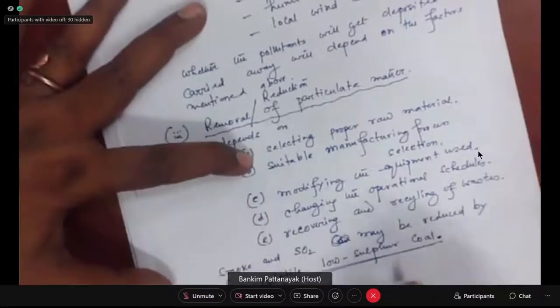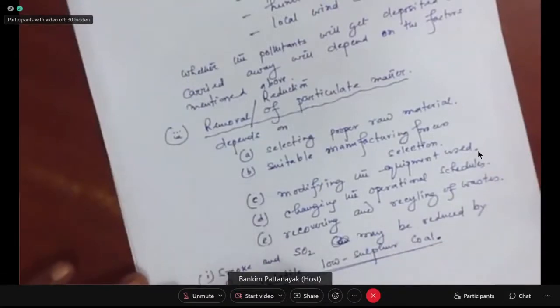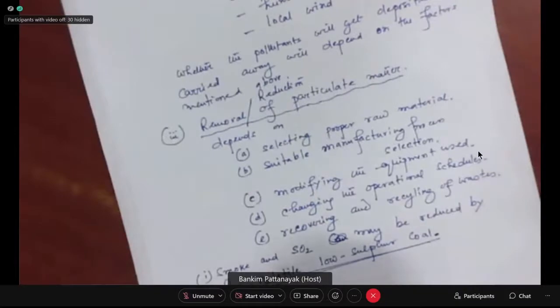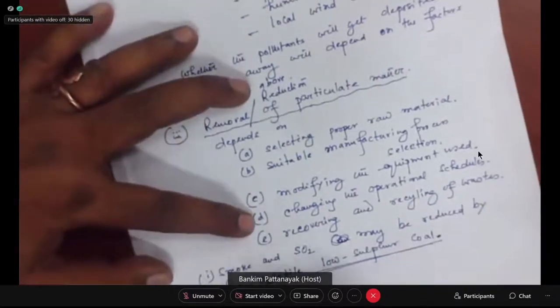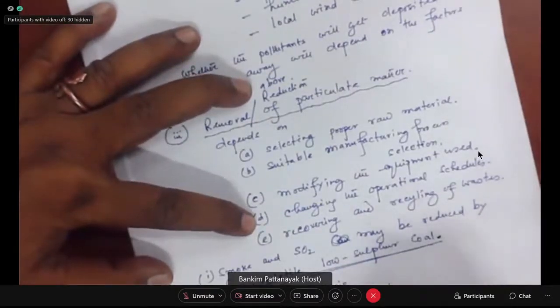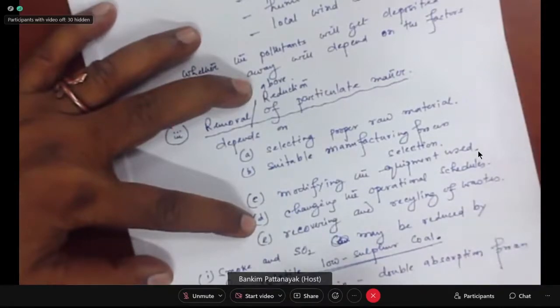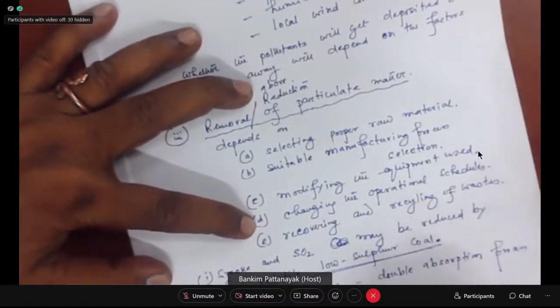This is remedy measure number one. Number two, double catalysis action and double absorption process may reduce the emission of SO2.